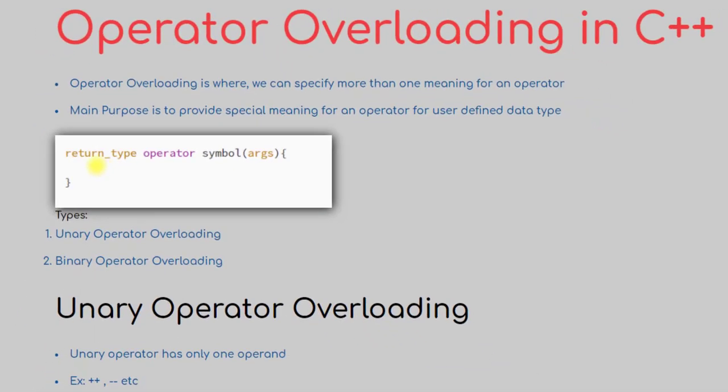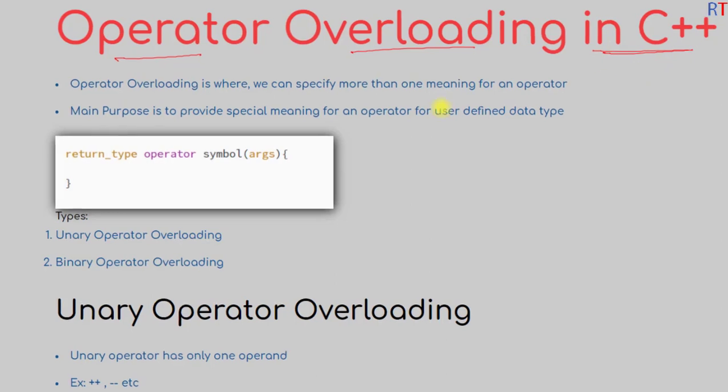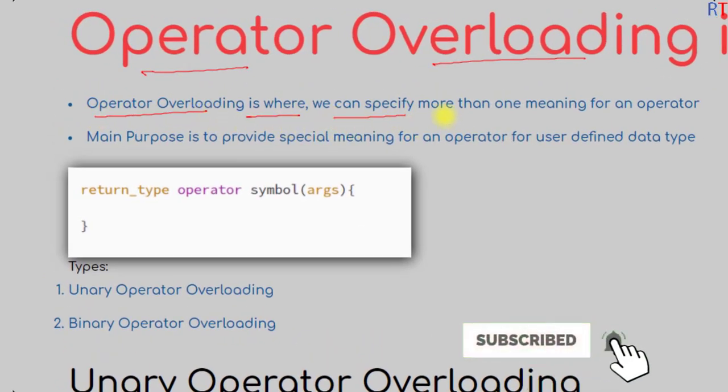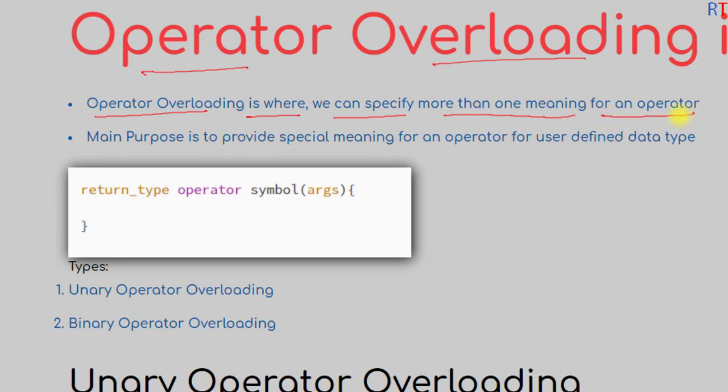Hey, what's up guys, in this video we're going to talk about operator overloading in C++ programming. Operator overloading is where we can specify more than one meaning for an operator, and the main purpose is to provide special meaning for an operator for a user-defined data type.